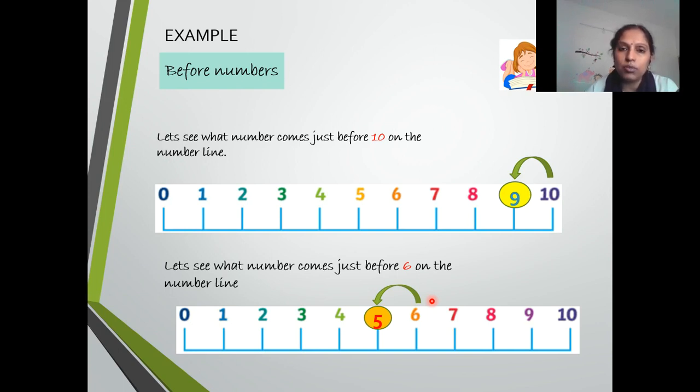So how to remember this? Before number means you should go backward. Before also starts with letter B. Backward also starts with letter B. So in the number line, if you go one step backward, you will get the before number, B B. That is how you can remember it. Okay.